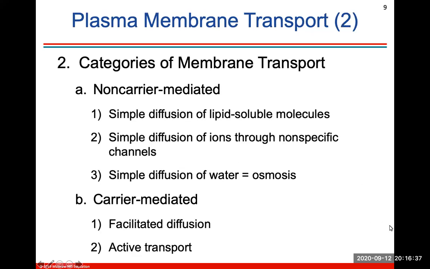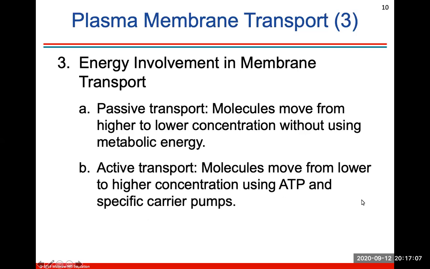There are categories of membrane transport. We say there are non-carrier-mediated ways and also carrier-mediated. The non-carrier-mediated are simple diffusion of lipid-soluble molecules, simple diffusion of ions, and simple diffusion of water, which is osmosis. Carrier-mediated means there's some sort of carrier protein helping something get into or out of the cell, and these are facilitated diffusion and active transport.